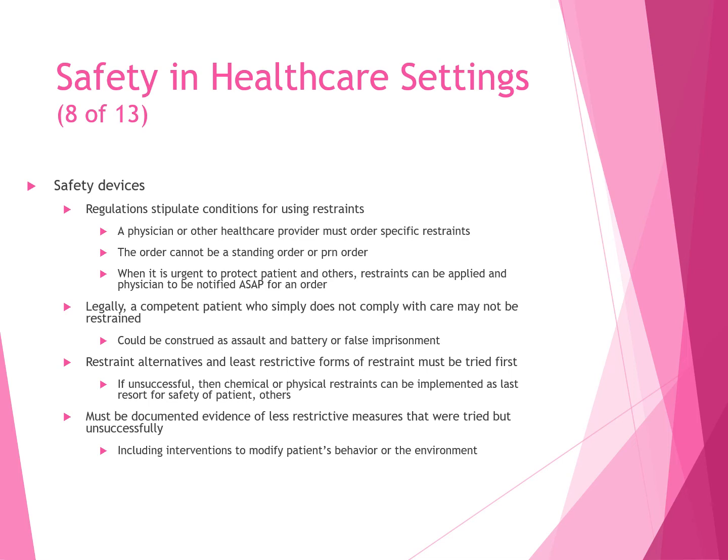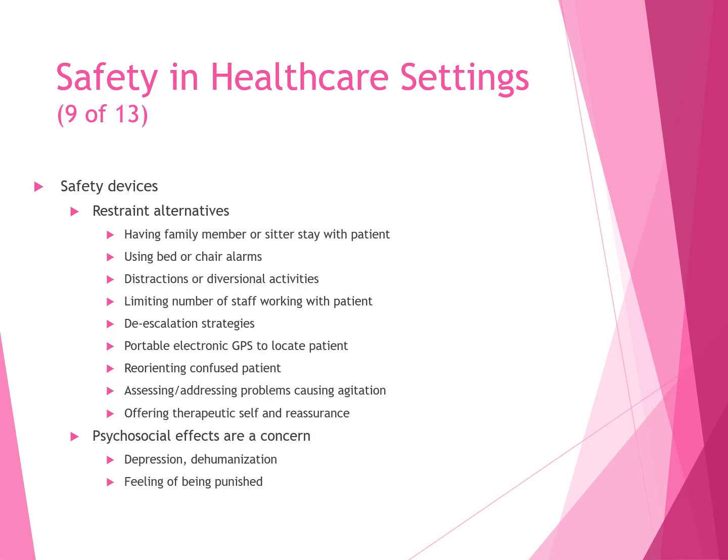If unsuccessful, then chemical or physical restraints can be implemented as a last resort under the direction of a physician. There must be documented evidence of the least restrictive measures that were tried. When they're in the restraint, you have to make sure you're addressing their needs. Restraint alternatives: have someone stay with the patient if possible, bed or chair alarms, distraction, limiting the number of staff in and out so they don't agitate the patient, and de-escalation strategies, which are listed on page 2895.